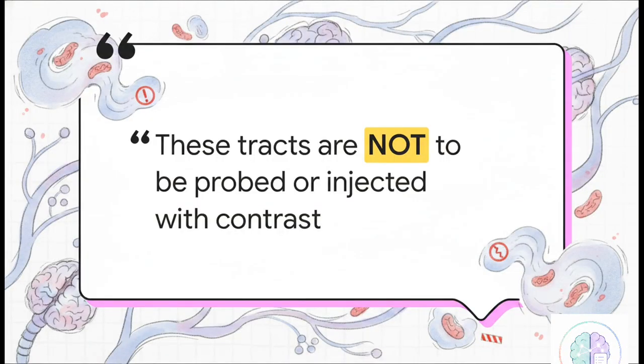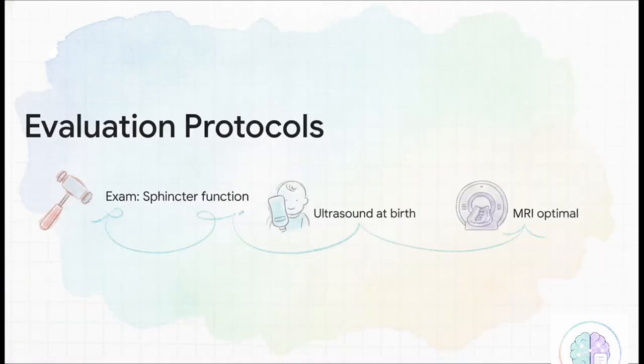Because of that risk, here's an absolute clinical law you need to burn into your memory. You must never, ever probe these tracts or inject them with contrast during an exam. Doing that can instantly precipitate the exact infections or sterile meningitis we're trying to avoid by literally pushing those toxic, irritating contents deeper into the nervous system. Just don't do it. So how do we actually safely evaluate it?